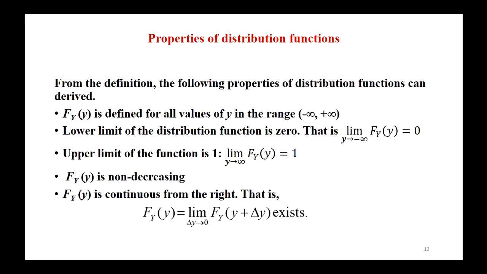The lower limit of the distribution function is 0. That is, as y goes to minus infinity, F_Y(y) goes to 0. The upper limit of the distribution function is 1. That is, as y goes to infinity, F_Y(y) goes to 1. Now, remember, the distribution function is a probability, so it can never go outside [0, 1].